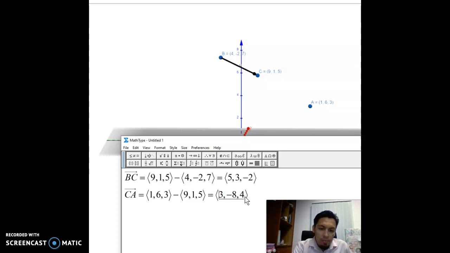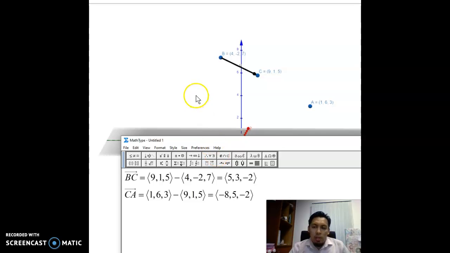I simply subtract each component individually. 1 minus 9, -8. 6 minus 1, 5. 3 minus 5, -2. This is the answer of vector CA.